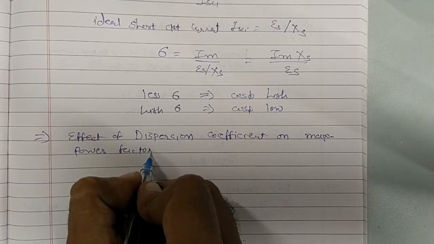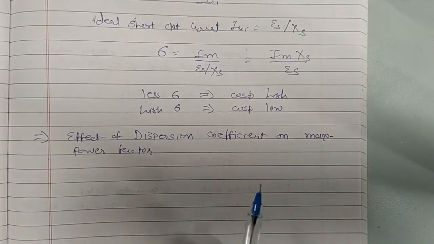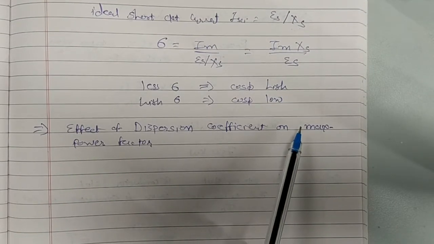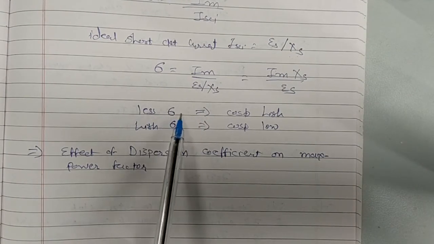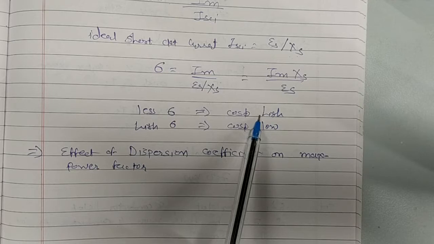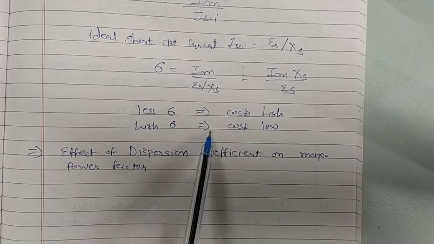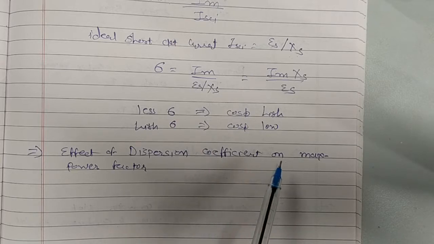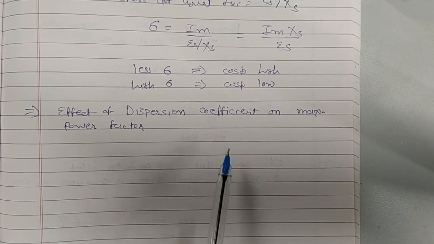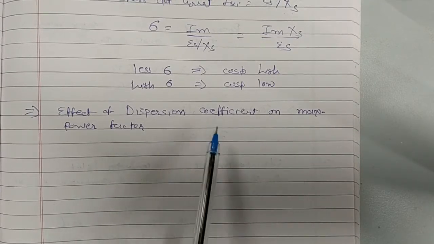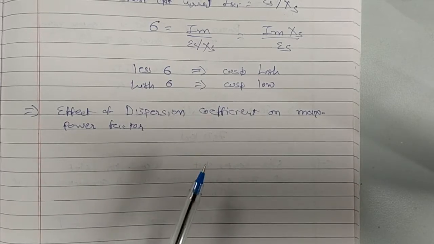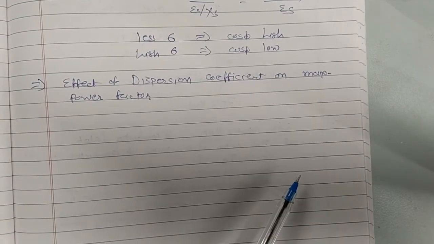It is not just power factor, it is the maximum power factor, or the maximum value of power factor that you can get. This relation says that the less the dispersion coefficient, the higher cos phi. But over here we are talking about the maximum achievable power factor, the maximum power factor which is achievable by your induction machine.